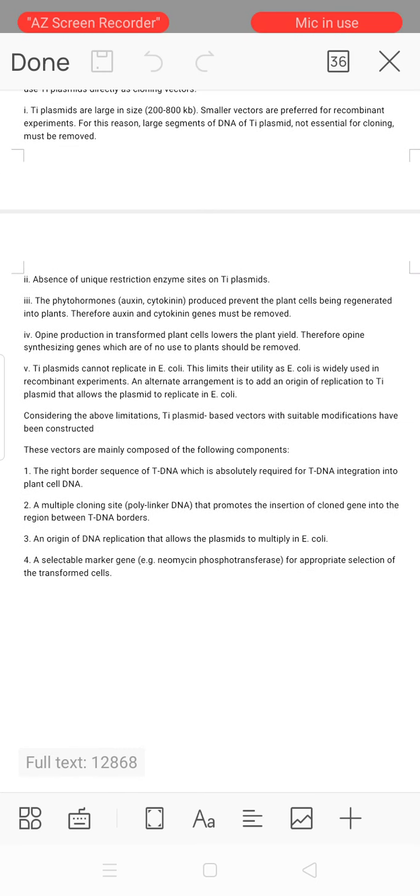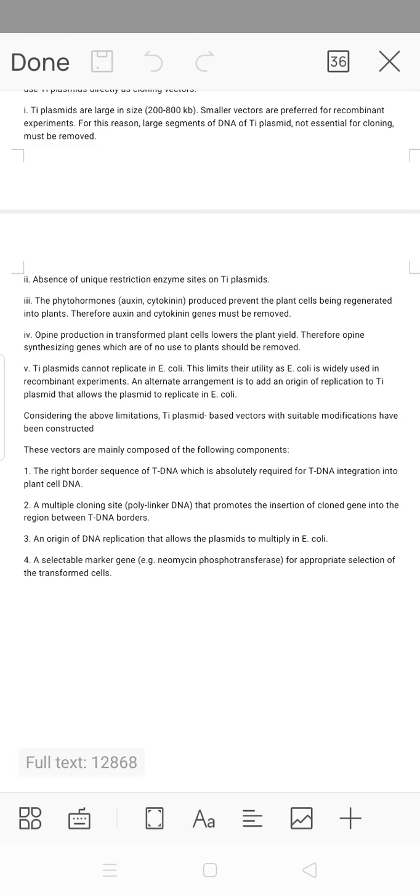Opine production in transformed plant cells lowers the plant yield. Therefore, opine synthesizing genes, which are of no use to the plant, should be removed.